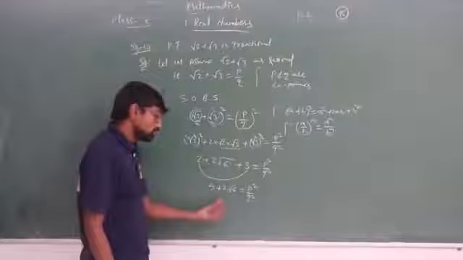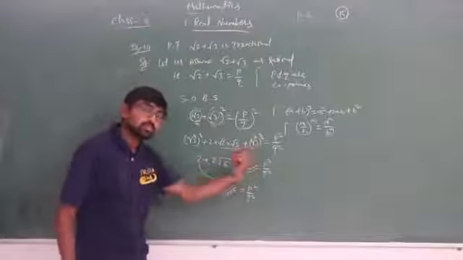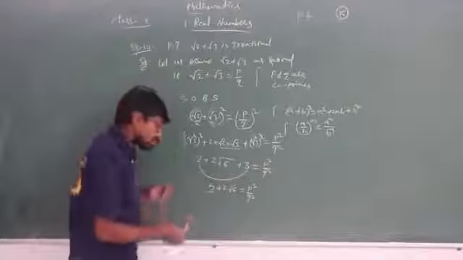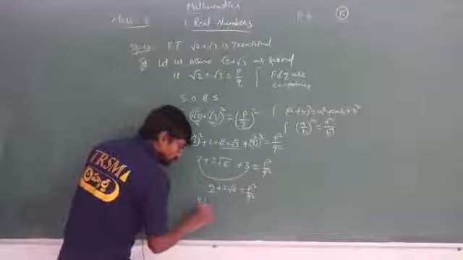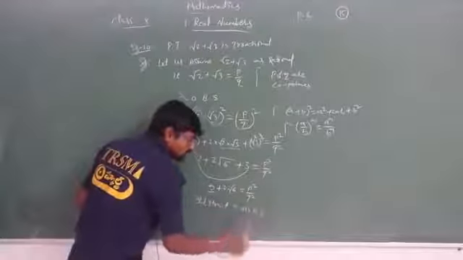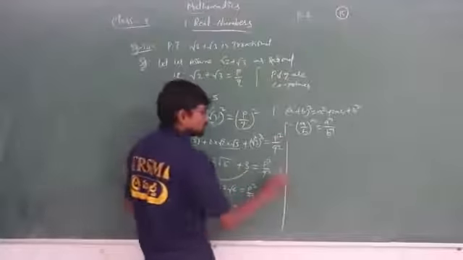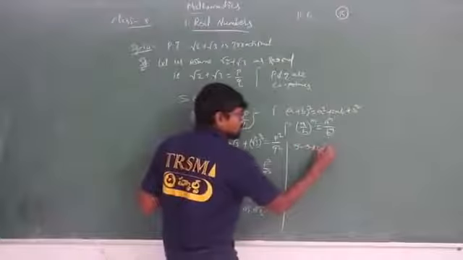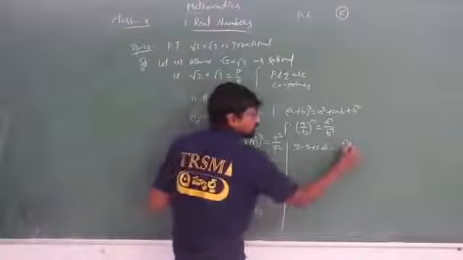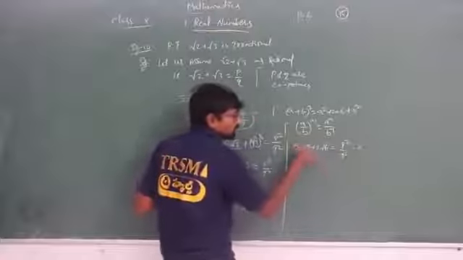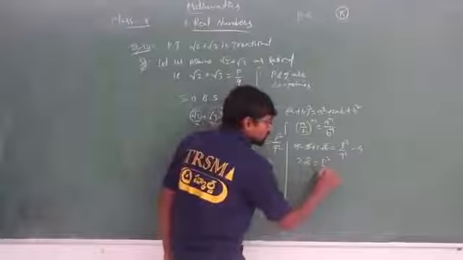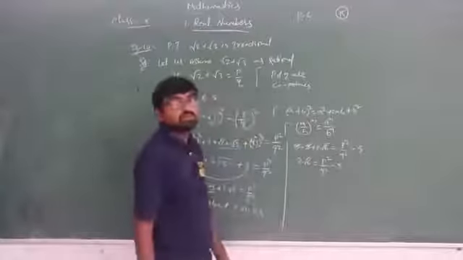What do we need to do? We need to keep the root term and send the remaining things to the right-hand side. So plus 5, we have to use the additive inverse, so subtract 5 on both sides. So 5 minus 5 plus 2 root 6 is equal to P square by Q square minus 5. Plus 5 minus 5 becomes 0. So 2 root 6 is equal to P square by Q square minus 5.